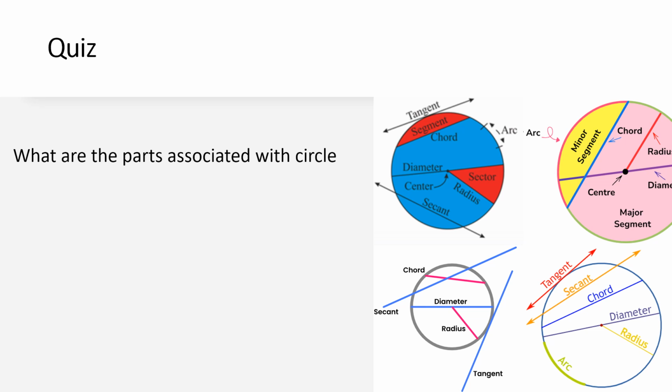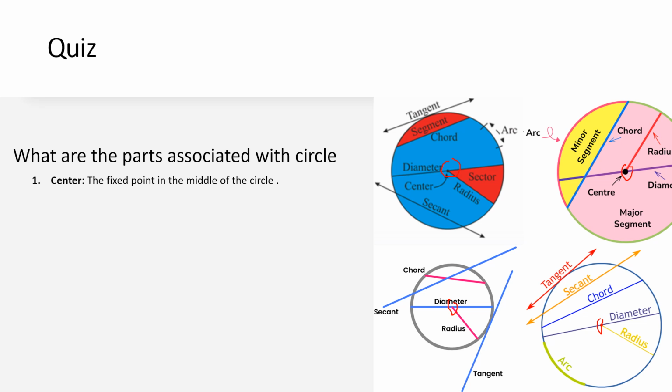What are those? You can name some of them. Okay, first one is the center. What is this center? As you can see here, the whole thing is a circle, and we have a center here. Here we have a center here. Here we have a center here.